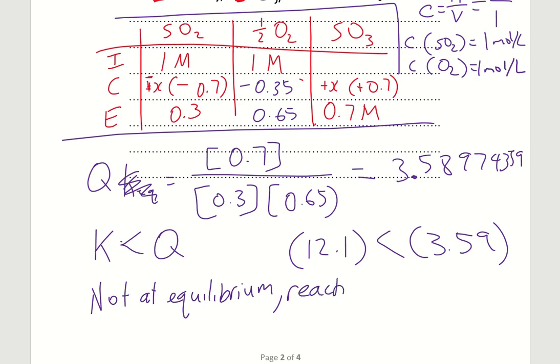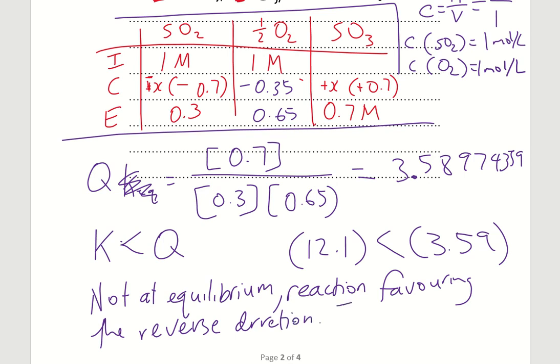The reaction is favoring the reverse direction, and so that is the direction with sulfur dioxide and oxygen. All right, besides that little hiccup I had with the halving there, that's exactly how you do the question.